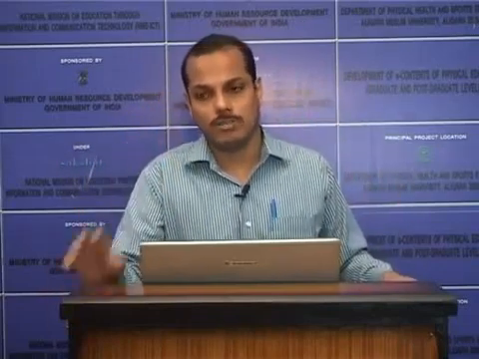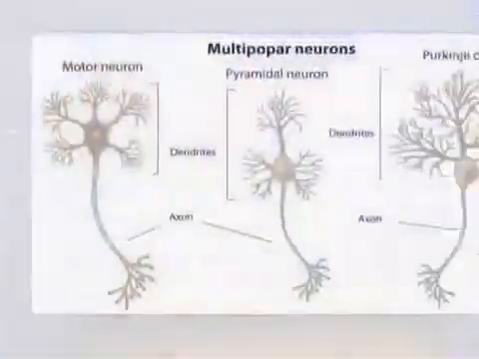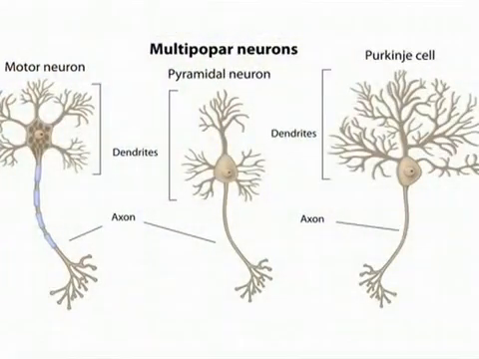If only one extension is there, it is only an axon. It will be a cell body and an axon. Now, if two extensions are there, it means that one axon and one dendrite will be there. So, this is called bipolar. Now, there is another type of neuron called multipolar neuron. Multipolar neurons have many dendrites and one axon. Usually one axon will be there.